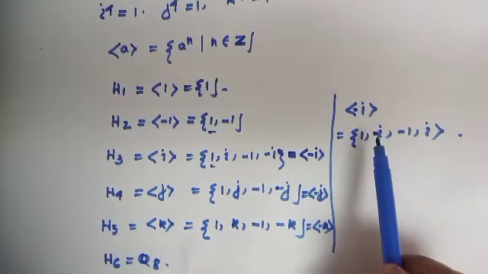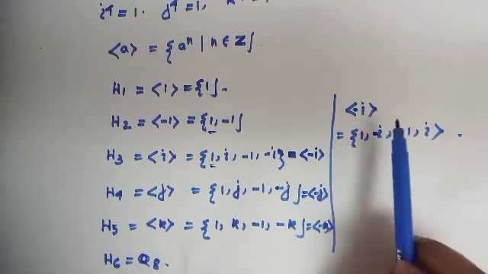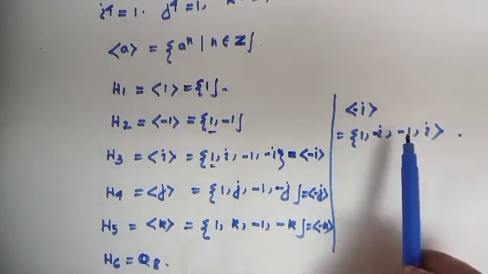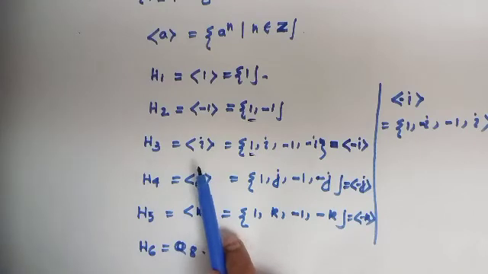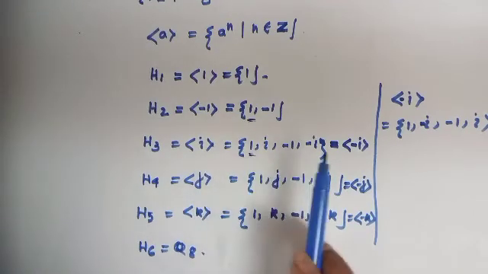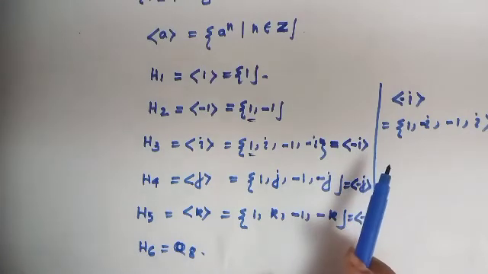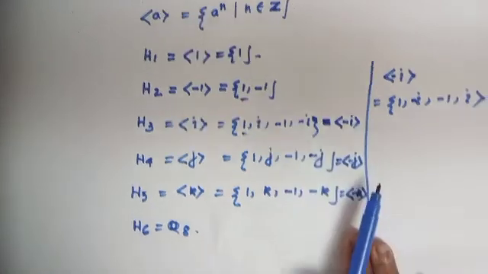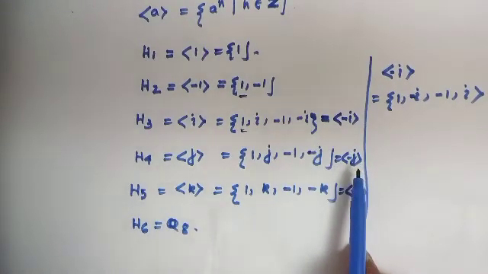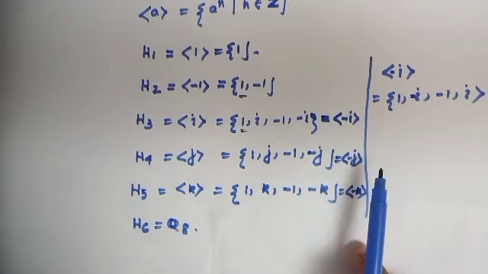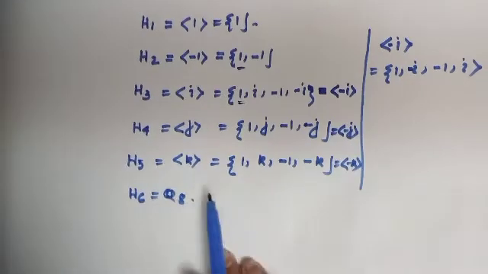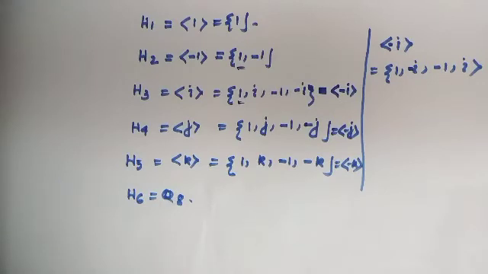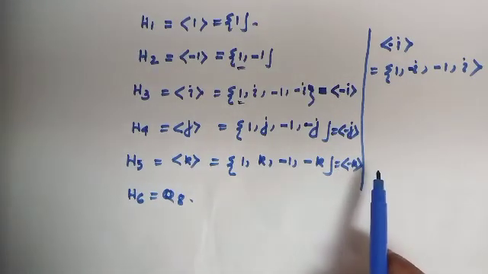After this, the other elements will come back to these elements. So the cyclic subgroup generated by minus i contains only those elements which are the same as for i. That means the cyclic subgroup generated by i and the cyclic subgroup generated by minus i are the same subgroup. Similarly, if you notice, the cyclic subgroup generated by minus j is the same as the cyclic subgroup generated by j. Similarly, the cyclic subgroup generated by k is the same as the one generated by minus k.